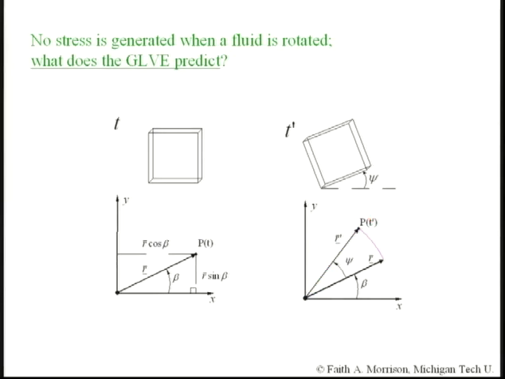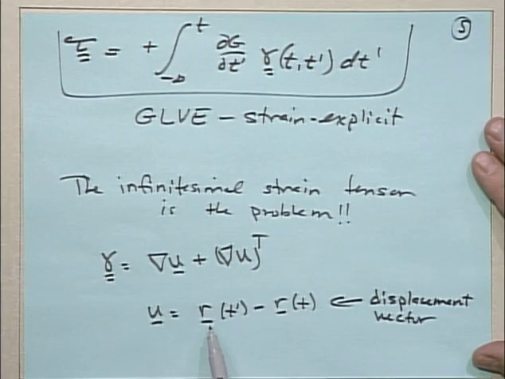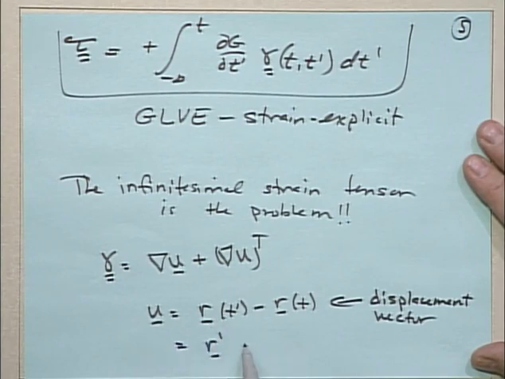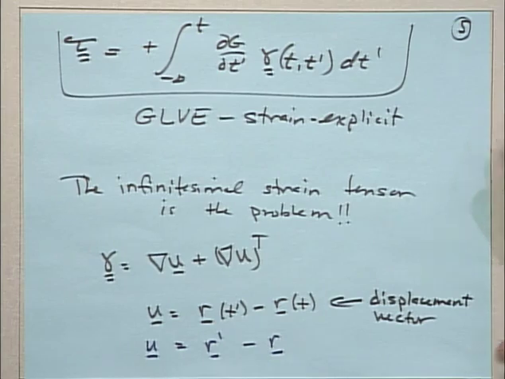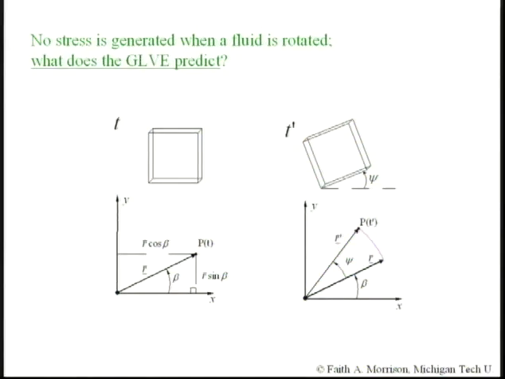Okay, so back over here, r, which I could also write as r prime, which is r at t prime, minus r is the displacement vector. So if I draw a straight line between these, I get my displacement vector, and it's taking into account the change in motion.